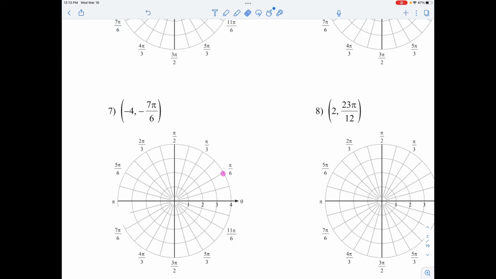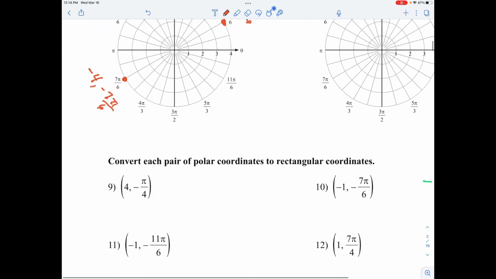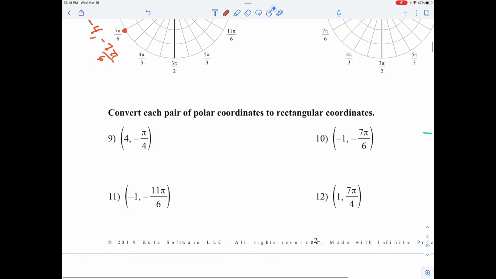Okay, because this is negative 7 pi over 6. If we go all around we come here. This is negative 7 pi over 6, and this would be 4, negative 7 pi over 6. But if I want negative 4, negative 7 pi over 6, I have to come here. So this is negative 4, negative 7 pi over 6. Okay? I hope that makes sense. And if not, we can do some more in class.